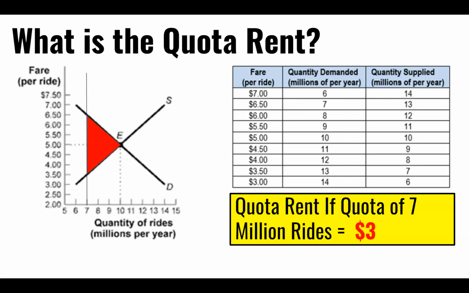There's also an area of deadweight loss marked by that red triangle. We would have gone to 10 million rides if the market did not have a quota, but we don't get there. So we could measure that area as 1/2 base times height. So it'd be 1/2 times the quota rent of $3 times the 3 million rides lost. So that would come out to 1/2 times 3 times 3. It's $4.5 million in lost surplus.